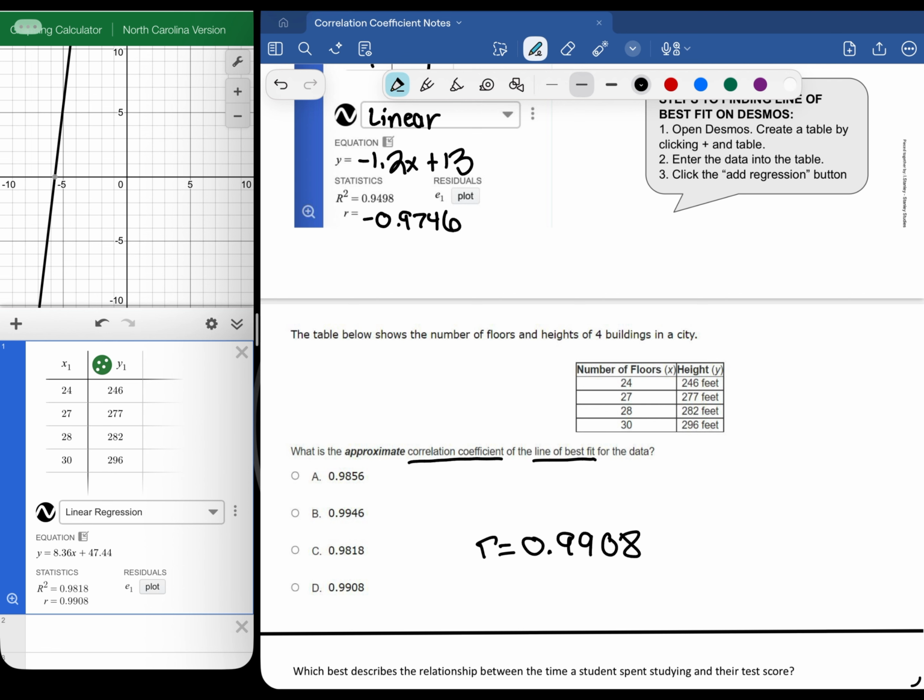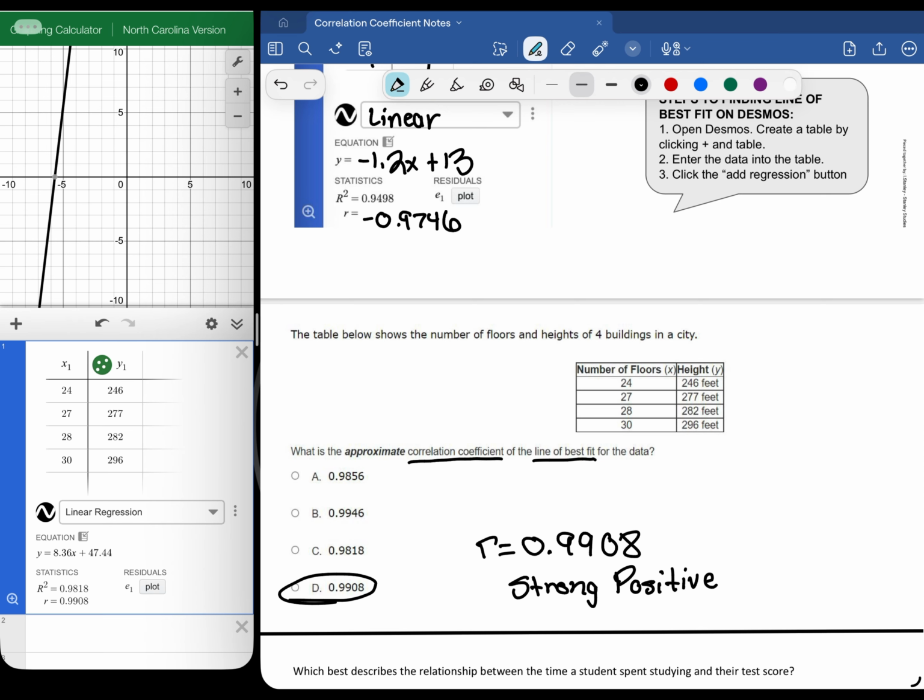But remember, the closer to 1 that it is, the stronger it is. Now, if we look at this like money, this is 99 cents, actually. So 99 cents is actually close to $1, right? So that means we still have a strong, and this one is a positive number, so it's going to be a strong positive. Now to answer the question, we got 0.9908, and the answer for this one will be answer choice D.